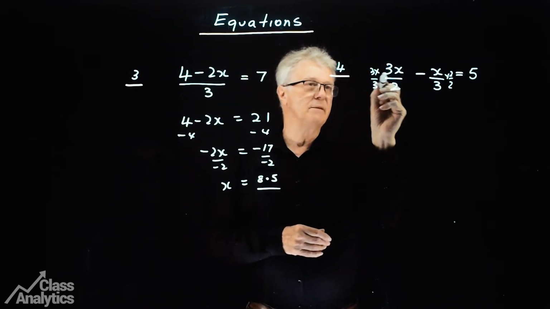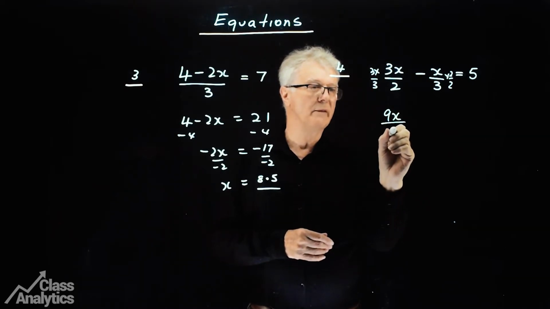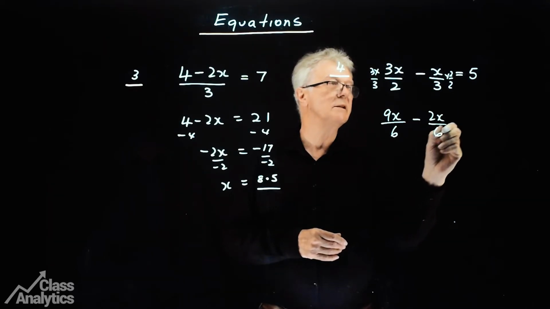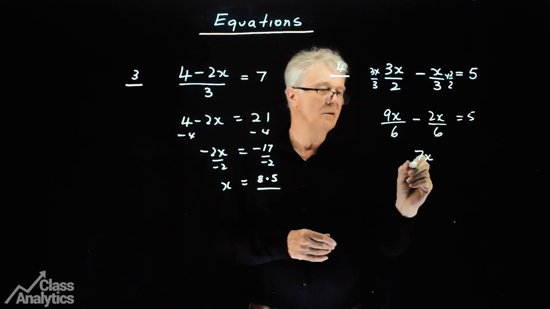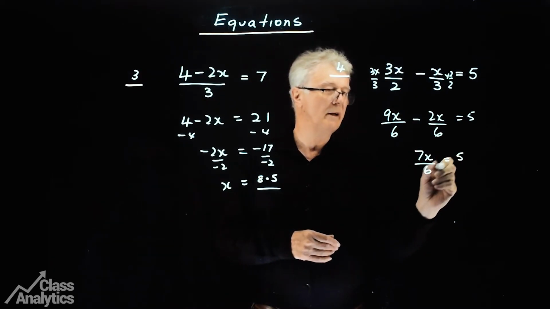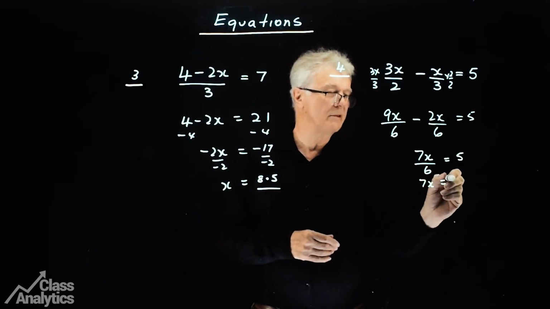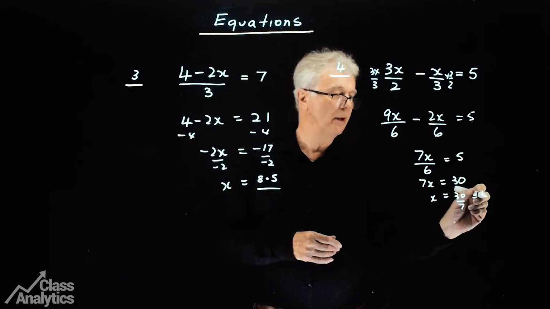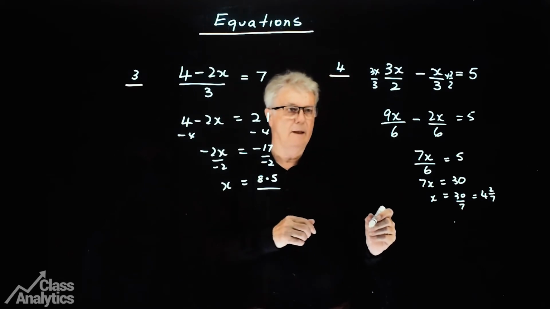But what happens, of course, this top part multiplies, so we get 9x all over 6, minus this becomes 2x all over 6 equals 5. That's 9x minus 2x, which is 7x all over 6 equals 5. And then this comes across, we get 7x equals 6 times 5 is 30. And that gives me x equals 30 over 7, or if you like, 7 into 30 goes 4 and 2/7 is your answer.